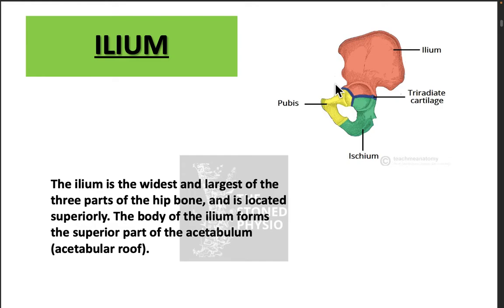ठीक है. And now let's talk about the ilium. तो ilium में अगर हम बात कर रहे हैं तो we can see, of course, this is the biggest among all these three bones which make the innominate bone. The lower part of the ilium participates to make the upper part of the acetabulum, and along with that we have a big structure that we can call the iliac crest, या फिर iliac wing हम इसको बोल सकते हैं, ठीक है?